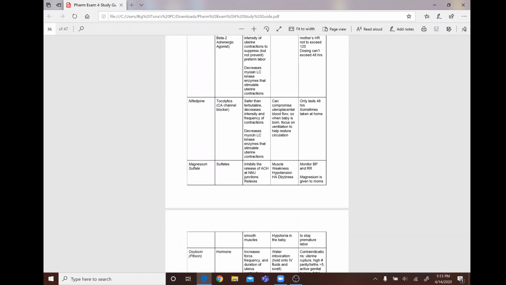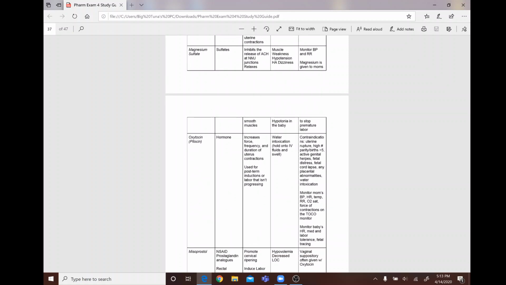48 hours. Nifedipine is a tocolytic, a calcium channel blocker. It's safer than terbutaline. It decreases intensity and frequency of contractions. Decreases myosin LC kinase enzymes that stimulate uterine contractions, and can compromise uteroplacental blood flow, so when the baby is born, focus on ventilation to help restore circulation. It only lasts 48 hours, and sometimes you can take it at home.